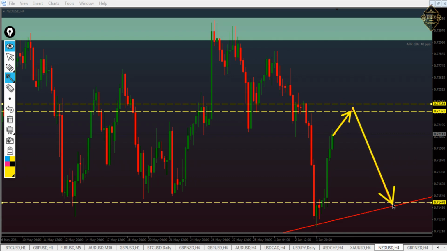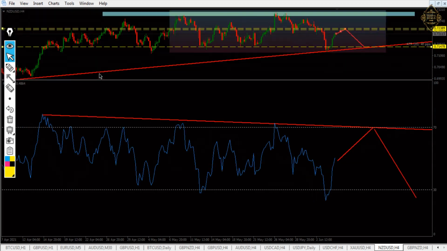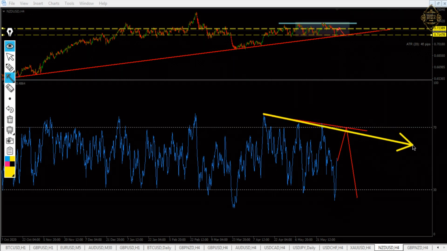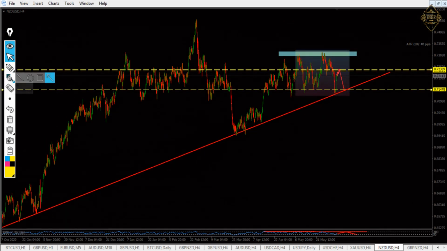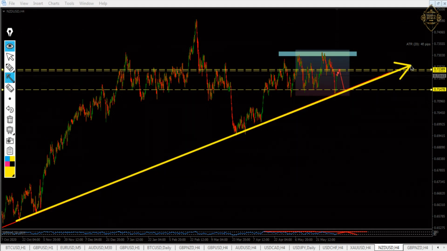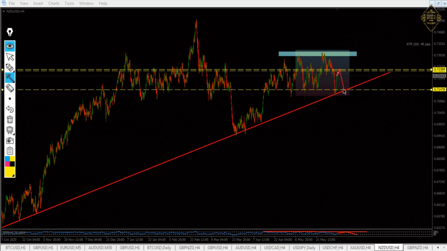The target is at 0.71478. I think everything is clear for that pair. Let me explain to you the RSI of it. In the RSI, that's also why we tell you we enter short, because we got that divergence here. We got an uptrend, as you see. The price touched it and touched it more than 3 times, so it's a very strong trend line. So our target is only here in that place.